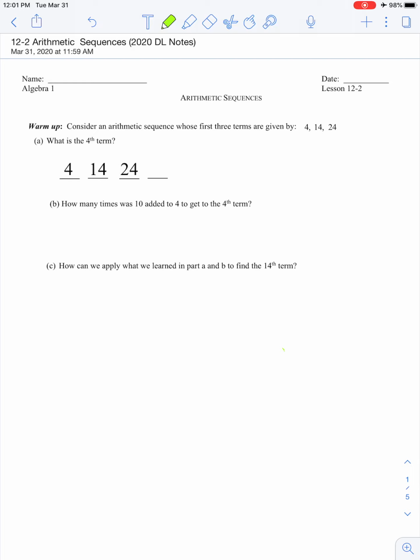Okay, so let's try to go over the warm-up question. Consider an arithmetic sequence whose first three terms are given by 4, 14, 24. What's the fourth term? So you want to try to figure out what the pattern is. In other words, how do you get from 4 to 14 and how do you get from 14 to 24?